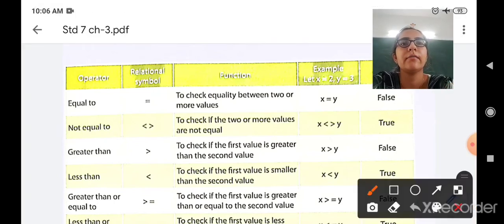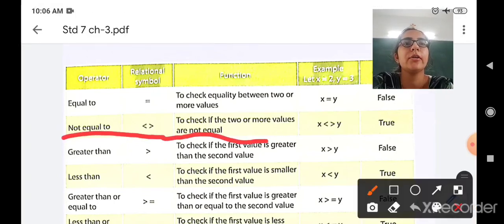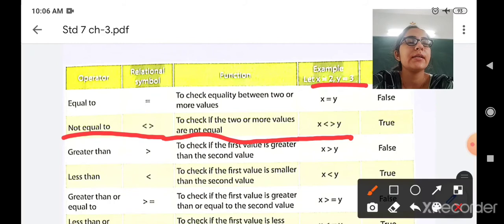Let us see the another one, not equal to sign. To check if the 2 or more values are not equal to, x not equal to y. X is equal to 2, y is equal to 3. Is 2 not equal to 3? Yes, 2 is not equal to 3. Both are different numbers. So answer is true.